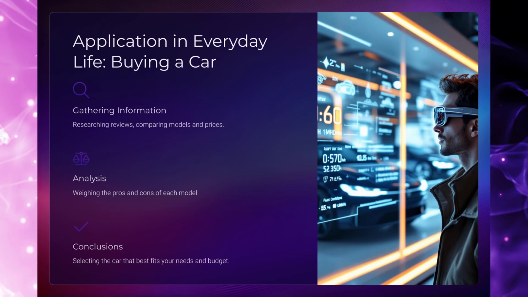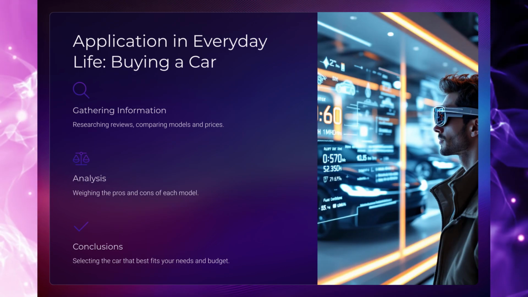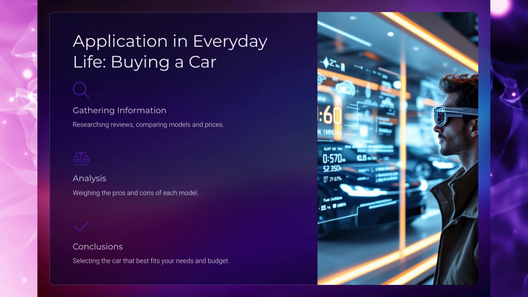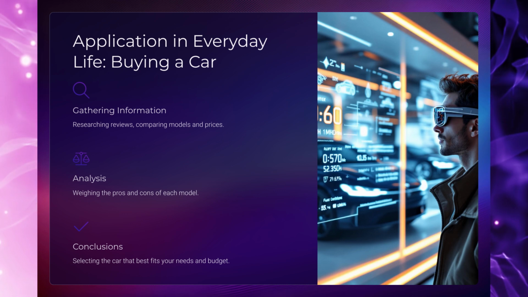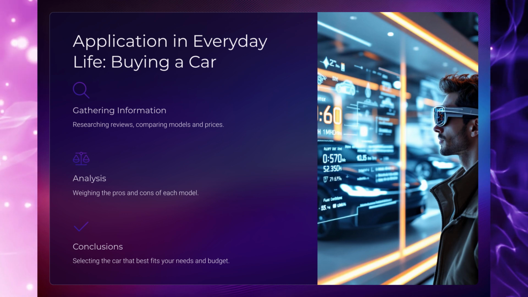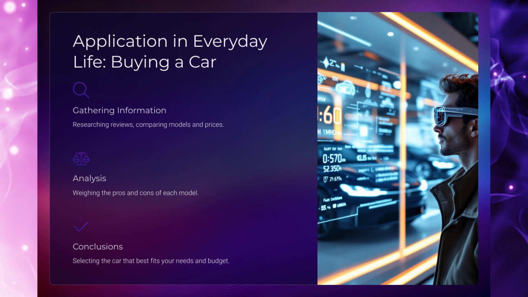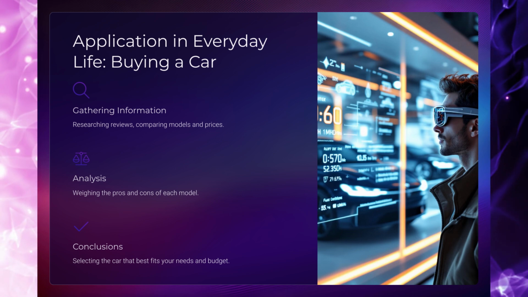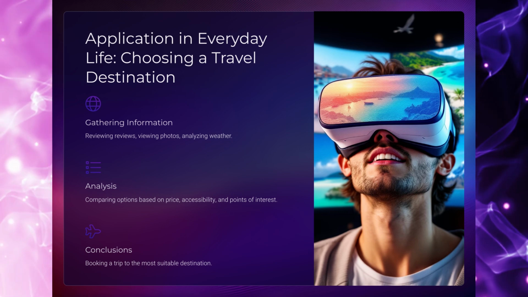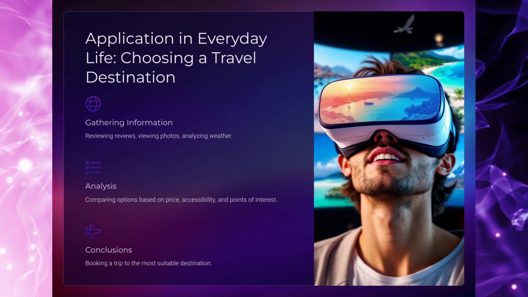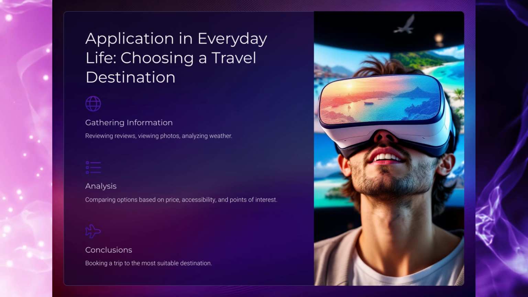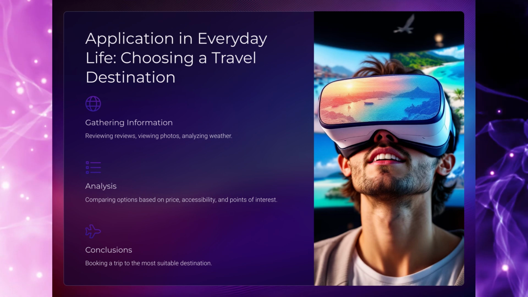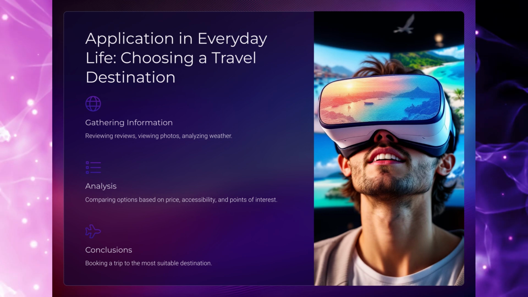Research activity is not only about science or work, it helps us in everyday situations. For example, when buying a car, you gather information, read reviews, compare models and prices, analyze the advantages and disadvantages of each model. Choose the car that best suits your needs and budget. When choosing a vacation spot, you study tourist reviews, look at photos, learn about the weather, compare options by price, availability, and interesting places. Book a trip to the place that suits you best.